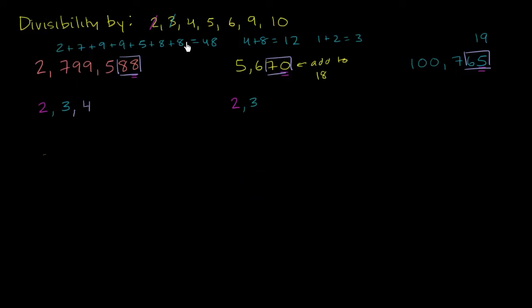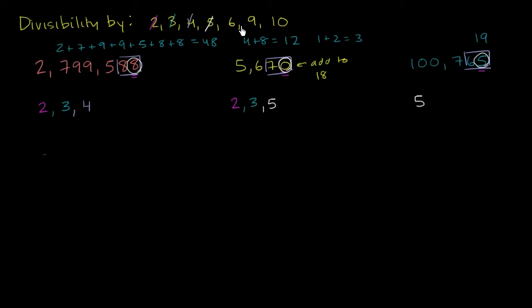Now let's move on to 5. Now, you're probably already very familiar with this. If your final digit is a 5 or a 0, you are divisible by 5. So this one is not divisible by 5. This one is divisible by 5. You have a 0 there. So this is divisible by 5. And this, you have a 5 as your ones digit. So once again, this is divisible by 5. Now the number 6.